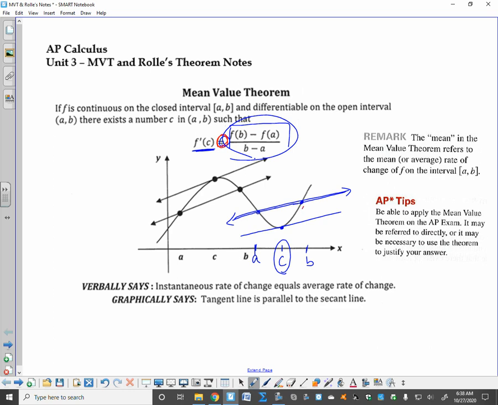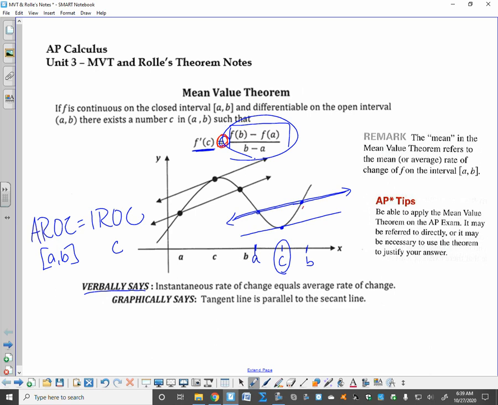Sometimes they'll give you the C and want to know what the slope is. Okay, so verbally this says the instantaneous rate of change, that's the derivative, equals the average rate of change. So your MVT finds where your AROC equals your IROC. Your AROC is through some interval A to B, and your IROC is at some point C, but it finds where they're equal. Graphically, it says that the tangent line is parallel to the secant line.